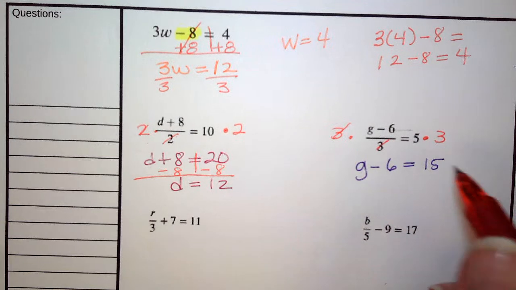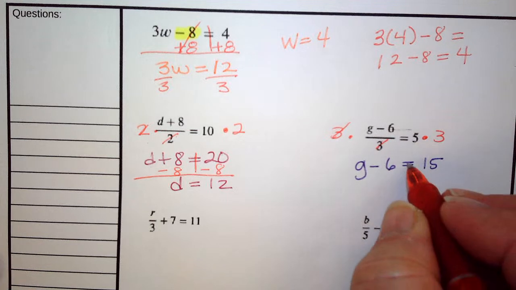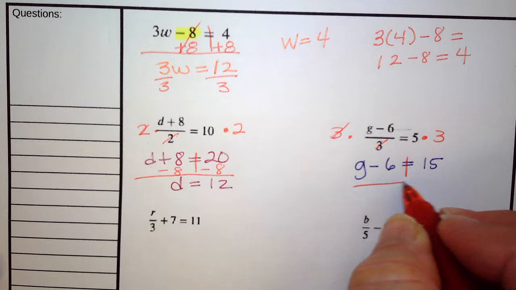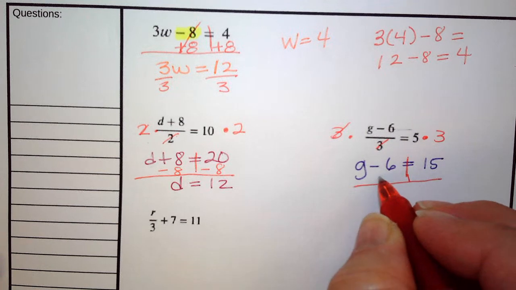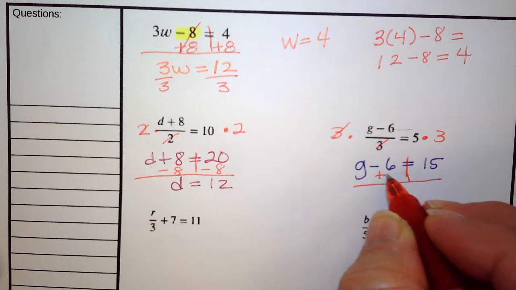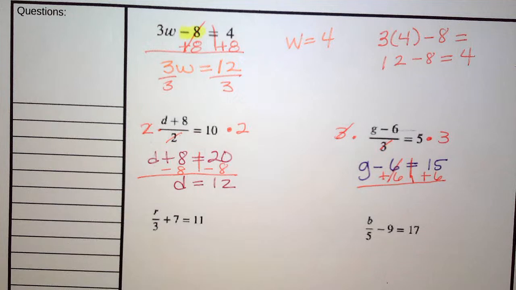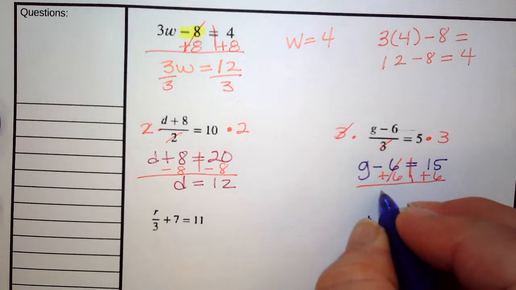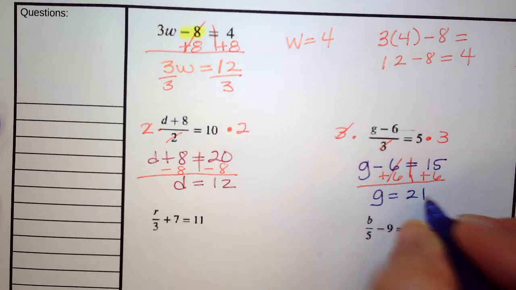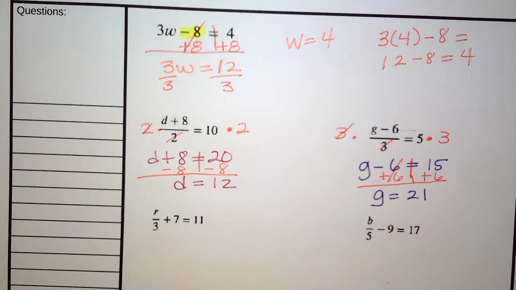Now to finish it up, g minus 6 is equal to 15. This is subtraction, so I draw those lines. Keeping my column straight, I add 6 to both sides. Negative 6 plus 6 is 0. G is equal to 21. Okay, let's plug and chug. 21 minus 6 is 15. 15 divided by 3 is 5. It is the correct answer.